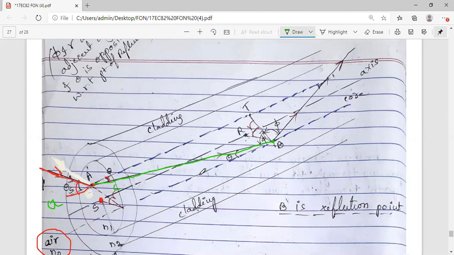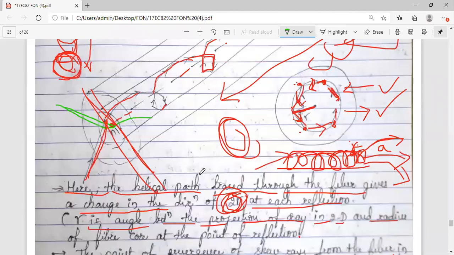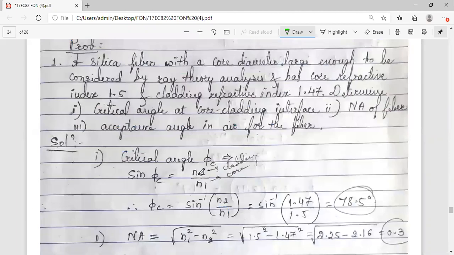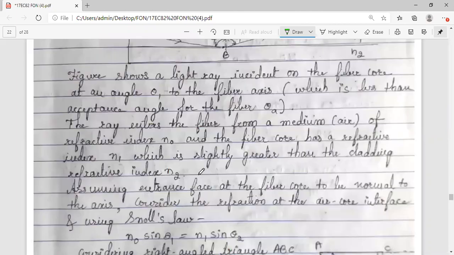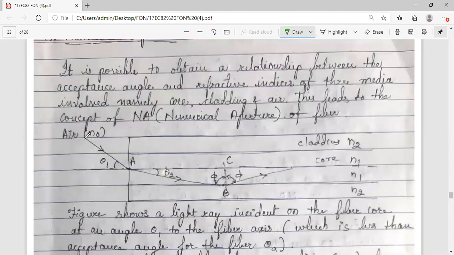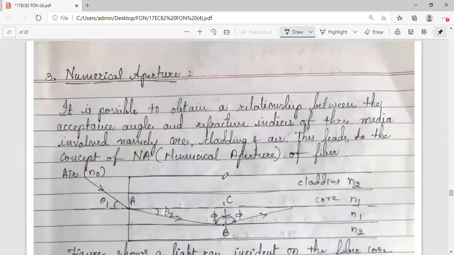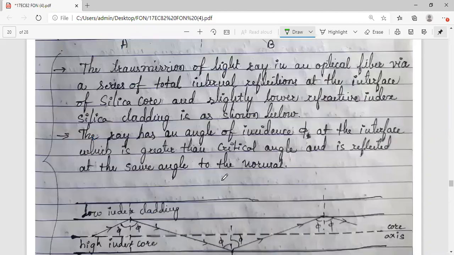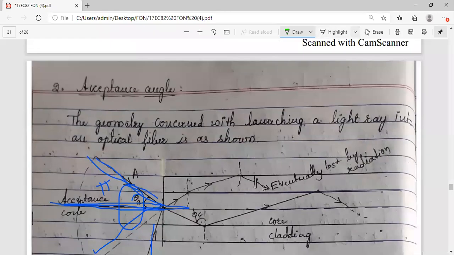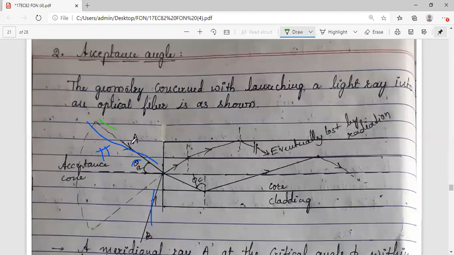What is the difference you find between this figure and the meridional rays figure? Let me just show you quickly for comparison. If you see, probably the same figure we have used even for, here. If you see here, when the ray comes, hits the core center axis, there it undergoes a refraction.